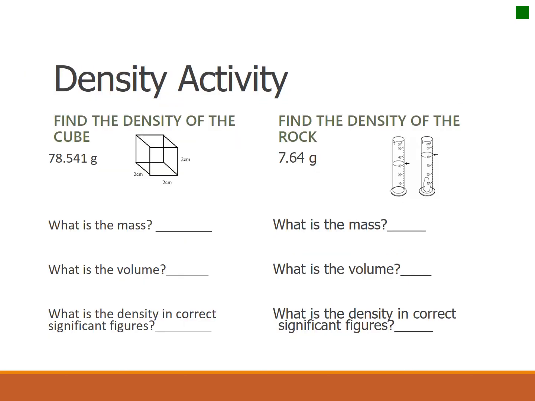In your ISN, right underneath your T-chart, you're going to complete this density activity. You're going to find the density of this cube given here, and the density of the rock given here. Use the information from the previous slide. Don't forget that this is one way of finding volume, and this is another way of finding the volume. Just in case you can't see it very well, it does read 30 milliliters for the starting volume, and the ending volume on the next graduated cylinder is 40 milliliters.